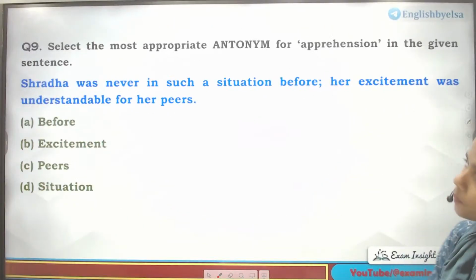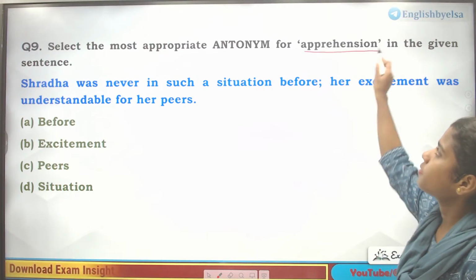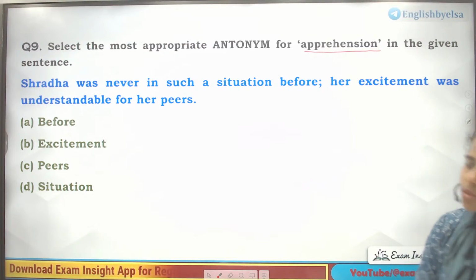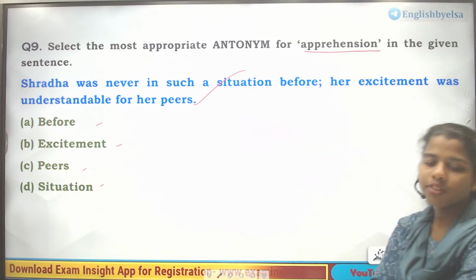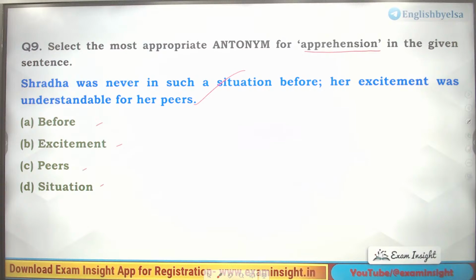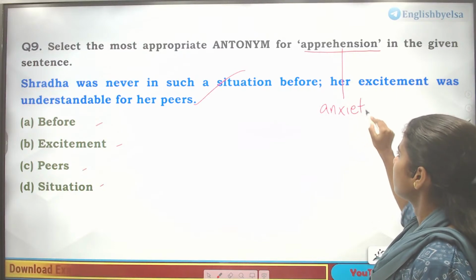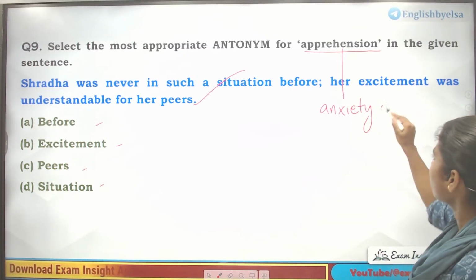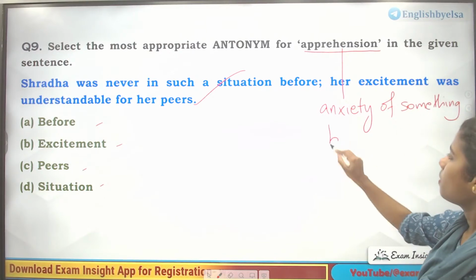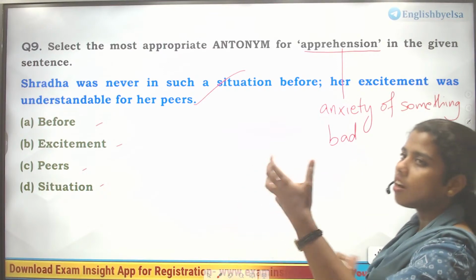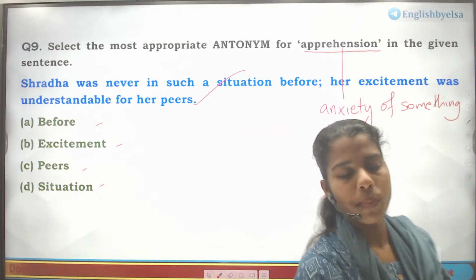Next one. Antonym for apprehension. For this also, do not read the sentence, look at the four options and you have to answer. For that, you should know the meaning of the word apprehension. Apprehension means anxiety of something bad. That means a fear or anxiety that something bad is going to happen. That is what you mean by apprehension.